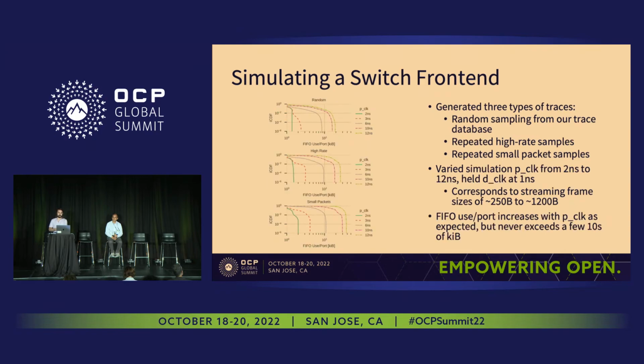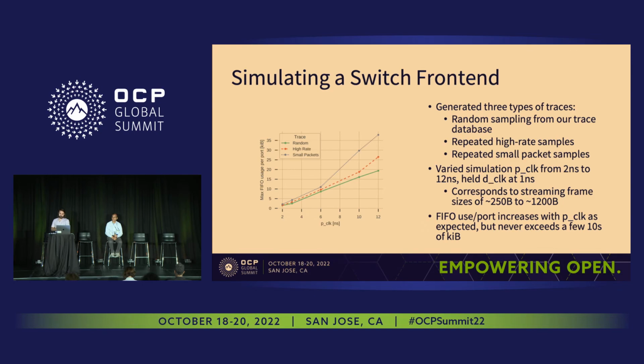And what we saw was that even turning the streaming frame size that you can support all the way up to like 1,200 bytes, the amount of buffer you need is still in the tens of kilobytes to support this. So with our traffic, at least, the most stressful traffic we could find, we could turn the packet clock very far down and still push full traffic at as much throughput and not lose any of it. So what we found is there's a significant power savings available to us there.